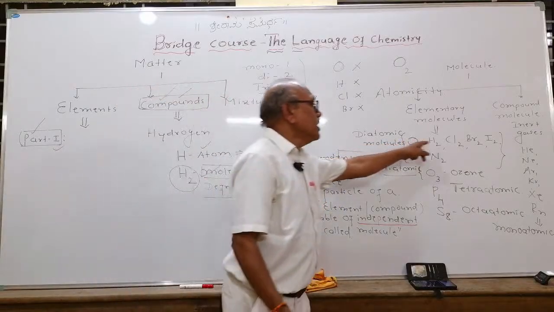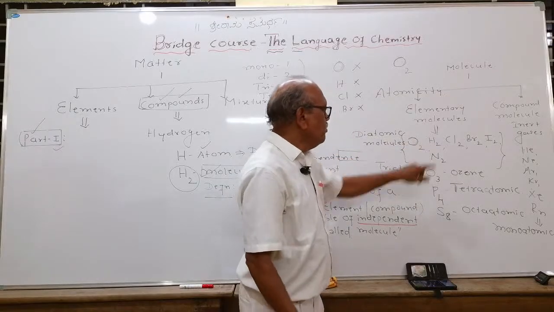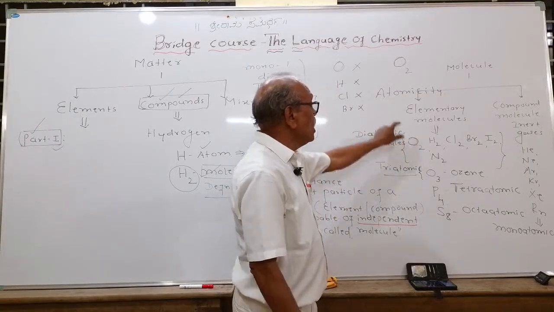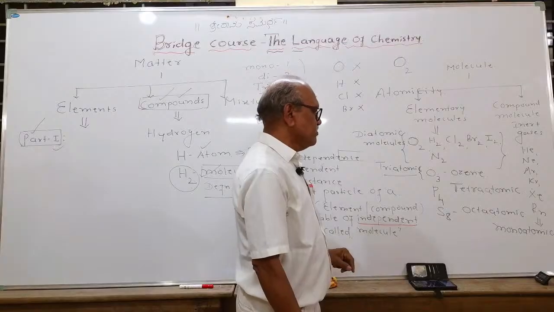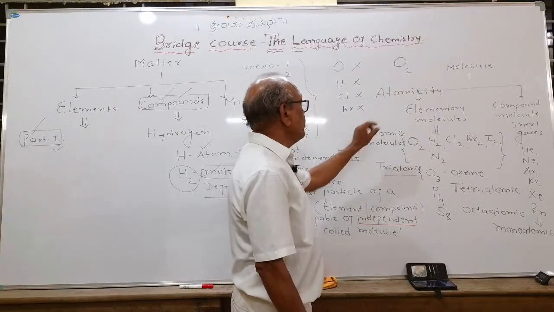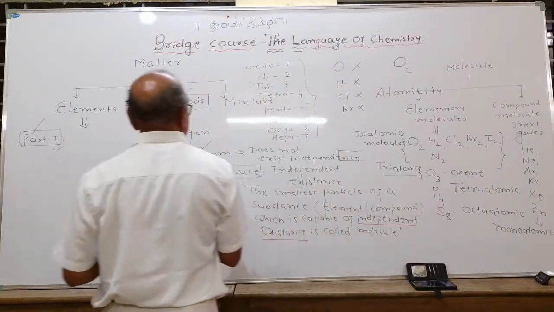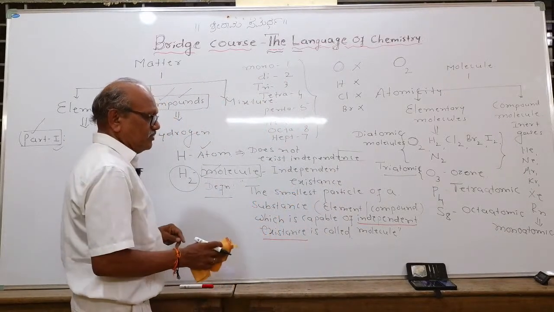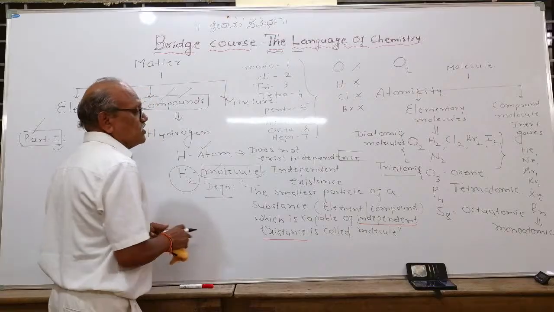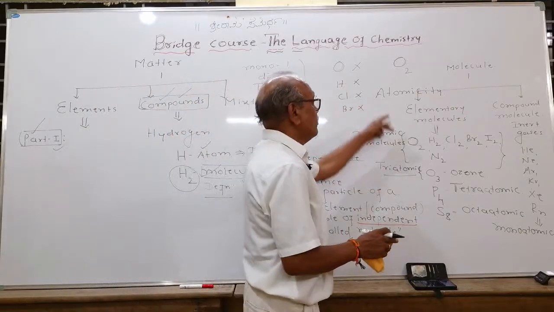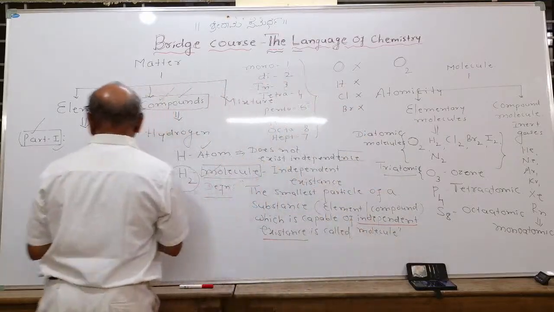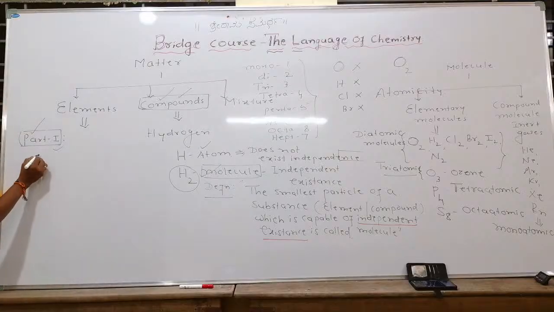They are all diatomic. Di stands for 2 because 2 atoms will form one molecule. These are all elementary molecules, the molecules of the element. These elementary molecules will have different atomicity. Very important word, atomicity. You can define atomicity.